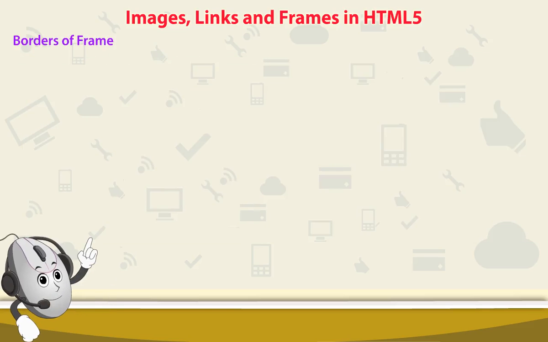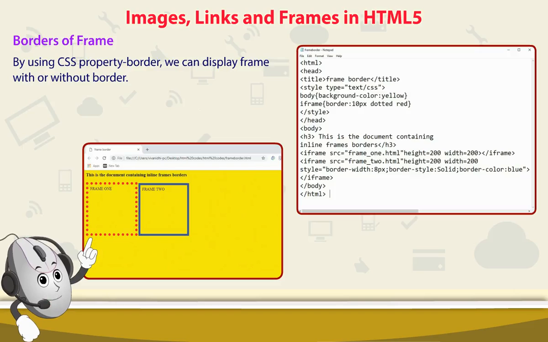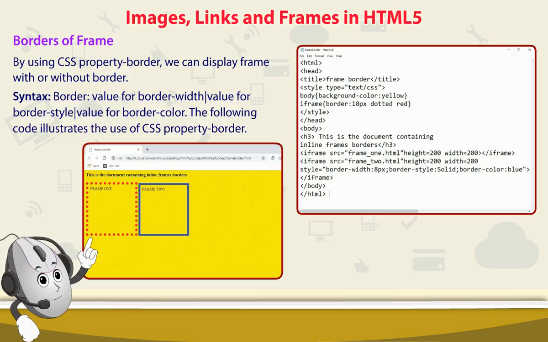Borders of frame. By using CSS property border, we can display frame with or without border. Syntax. Border value or border width, value for border style, value for border color. The following code illustrates the use of CSS property border.